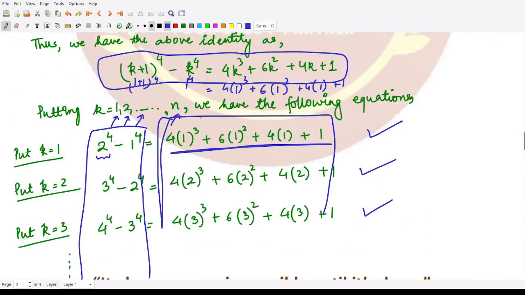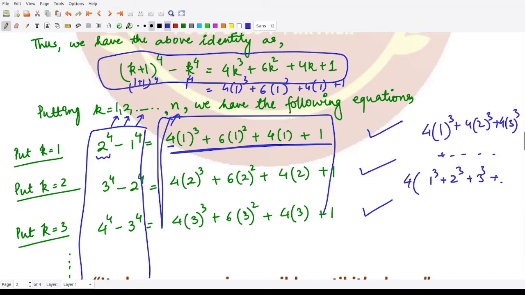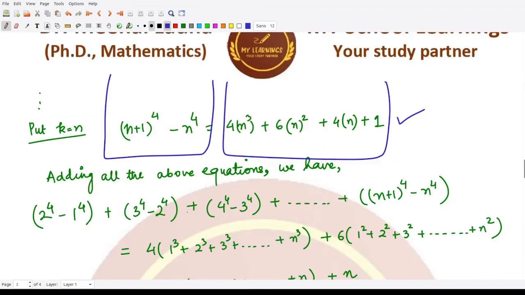You see in each of the terms we have 4 into something cube. So we can write all the terms like this: 4 into 1 cube plus 4 into 2 cube plus 4 into 3 cube and so on. You can take 4 outside, so it would be 1 cube plus 2 cube plus 3 cube and so on. So this is what I have done over here: 4 into 1 cube plus 2 cube plus 3 cube up to n cube.